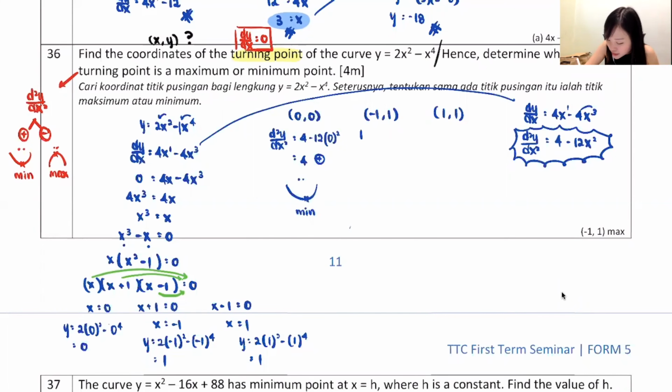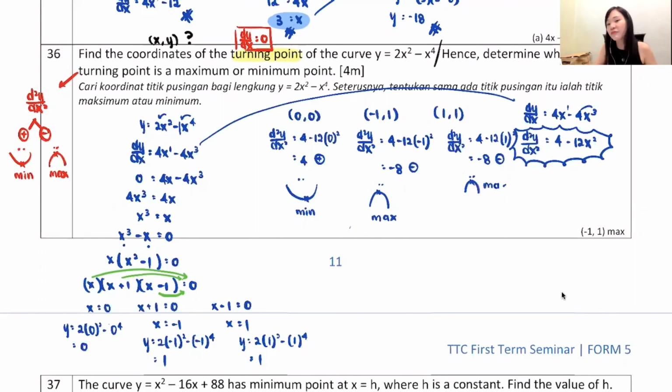Happy face is what? Minimum. Okay? Then this one, d2y dx squared, isn't it 4 minus 12 times x, where x is negative 1 squared? This one, I will get negative 8. Negative means what? Sad face. Sad face is what? Maximum. Then this one also the same, d2y dx squared equals 4 minus 12 times 1 squared. This one also I get negative 8, also a negative, also a sad face, also a maximum. So the answer, you should write like that.